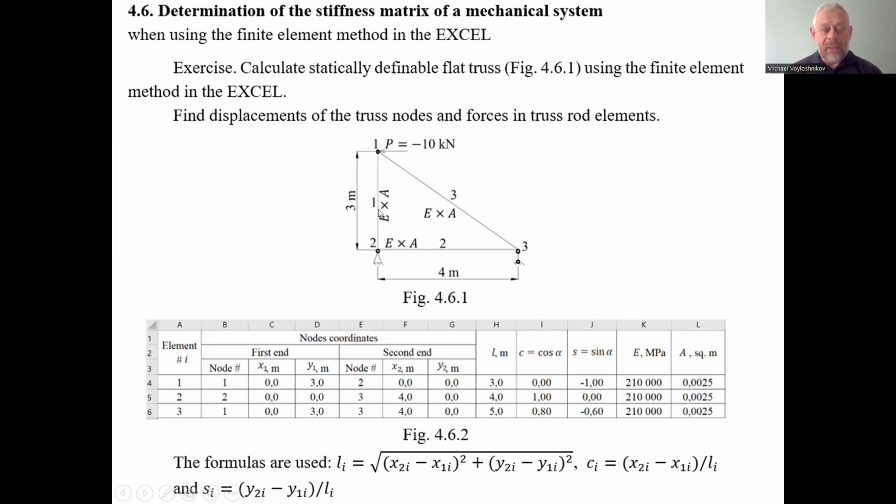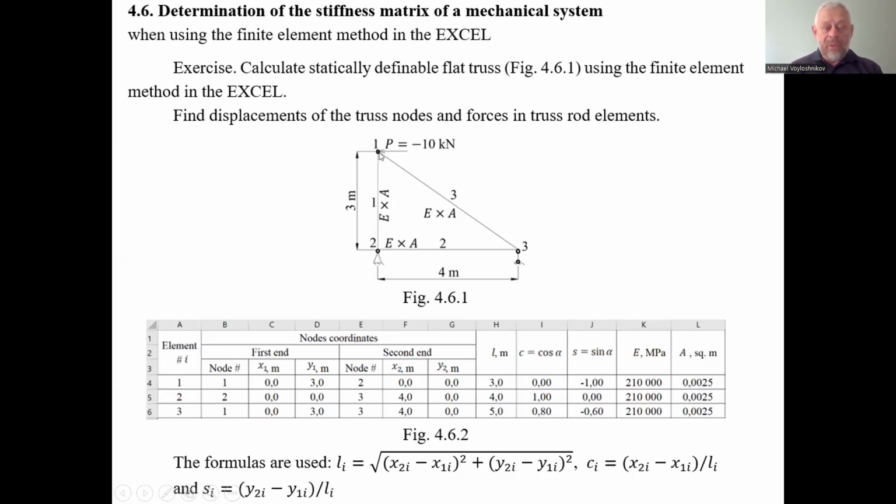So we have 3 rods with the same transverse section areas and the same modulus of elasticity. The second rod, between nodes 2 and 3, is 4 meters long. The first one is 3 meters long. At the end of the second rod it is supported by a sliding hinge. This hinge allows the horizontal motion of node 3, but does not allow the vertical motion of node 3.